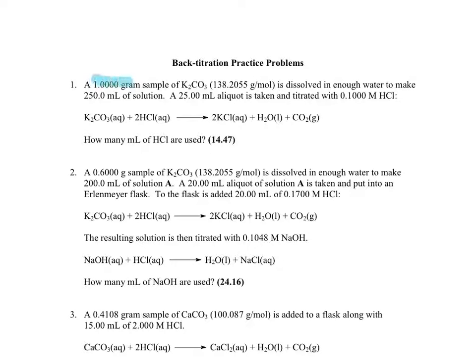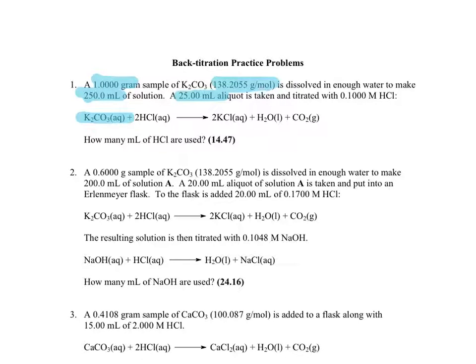For this one, take your grams and take your MR and convert that into moles. That's how many moles you've got in 250 centimetres cubed, but actually only 25 was used. So you've only got a tenth of the moles because only a tenth of the solution was used. So divide your moles by 10. That tells you how many moles of your K2CO3 were used.